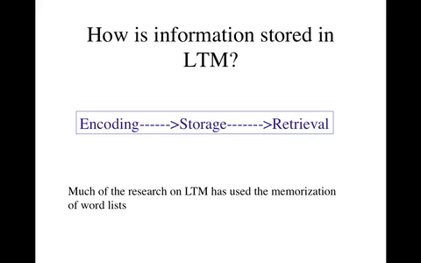Much of the research on long-term memory, as we mentioned, uses word lists as the procedure by which memory is tested. And as we'll see later in this review and later in the semester, it's not the only kind of memory that exists. There are also things like episodic memory and implicit memory. But much of the research on long-term memory has used this kind of explicit recall of specific word lists.